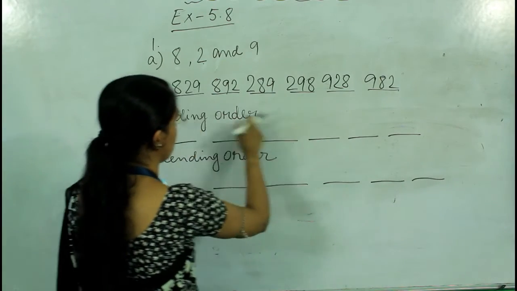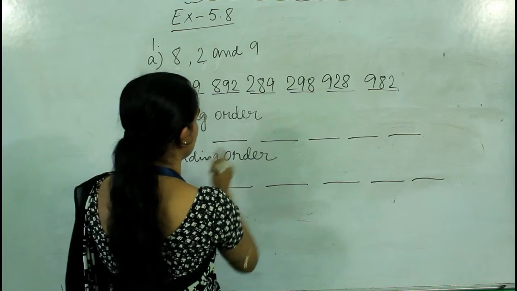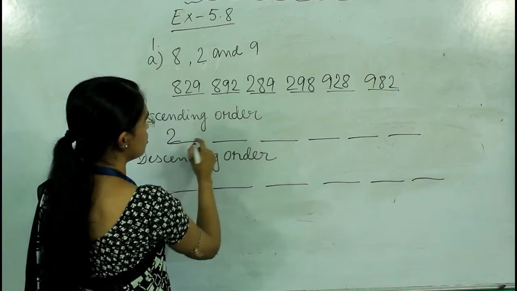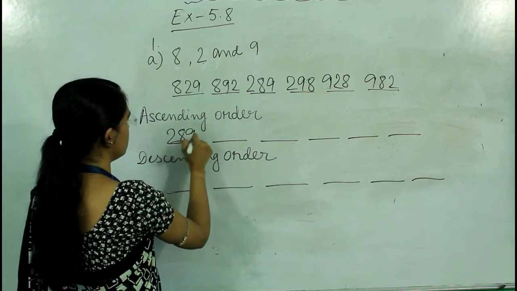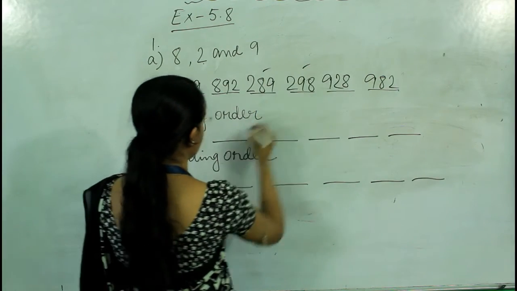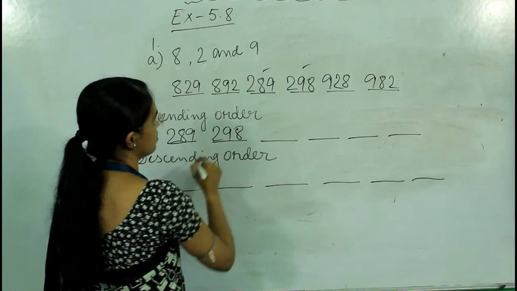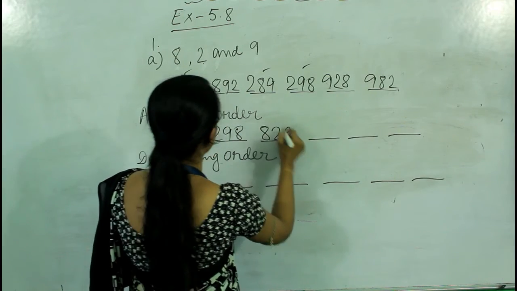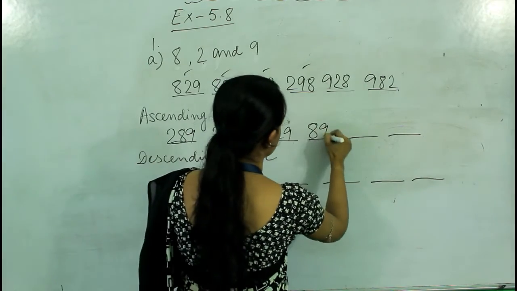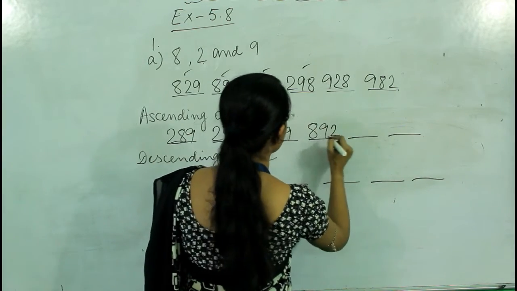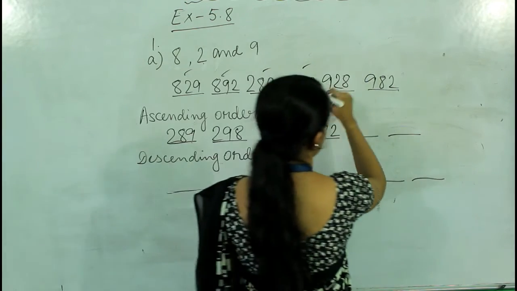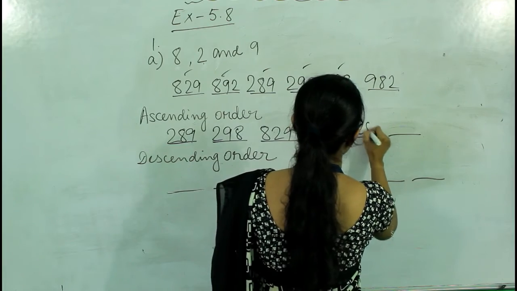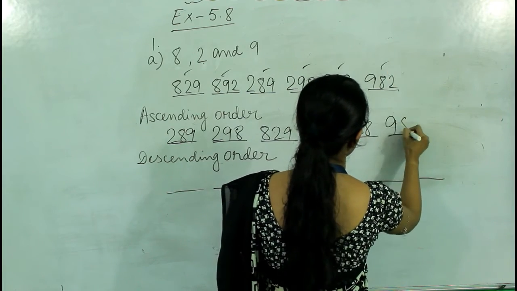Ascending means from smaller to bigger. Now look here, which one is the smaller number? Among these numbers, 289 is the smallest number. Then 298. Then 829. Then 892, 898. Then 928. And the last one is 982.